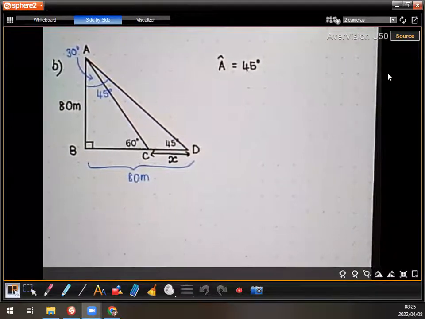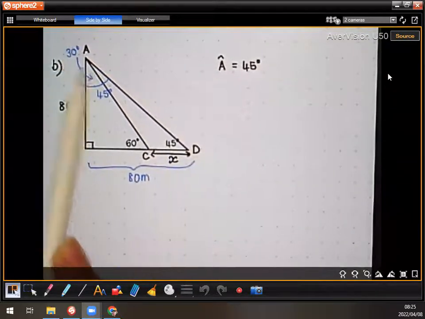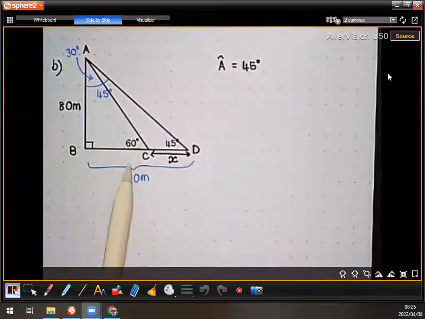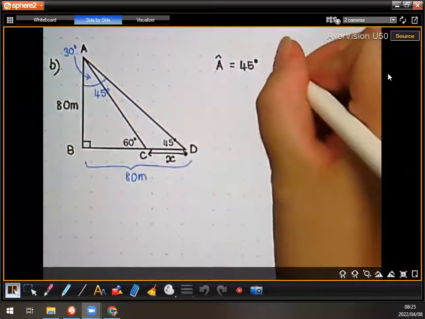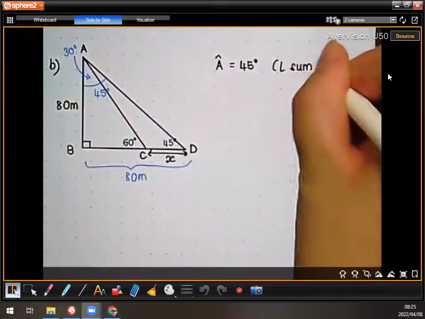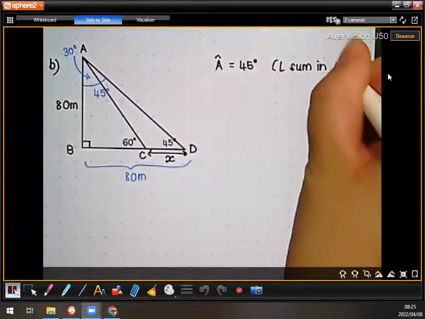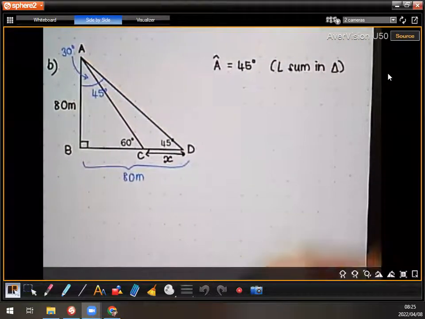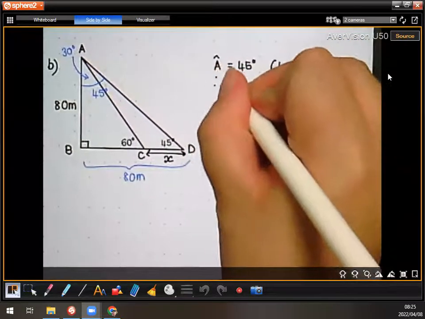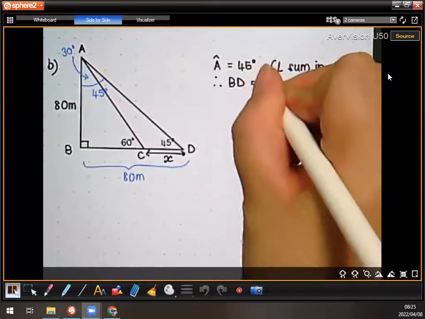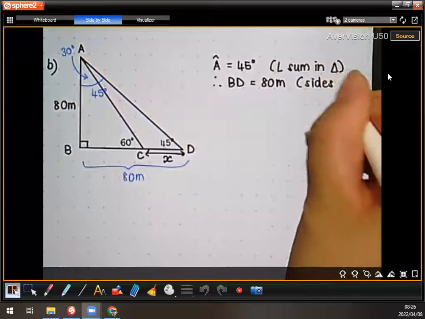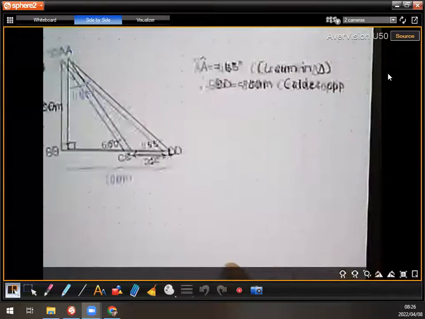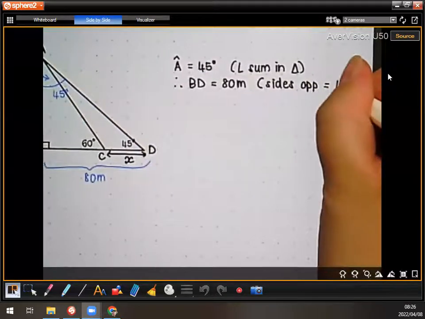Oh yeah, the 50, you don't, yeah, that's true. Yes, guys, you don't actually need the 50-degree angle because we have a 60 and we have one side, so we can find the other side. Okay, so you don't have to write that 50 degrees. So A is 45 degrees, angle sum of a triangle. Therefore, BD is 80 meters, same reason as above, sides of equal angles.